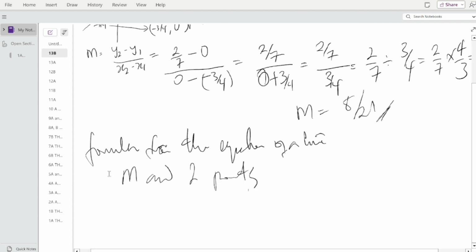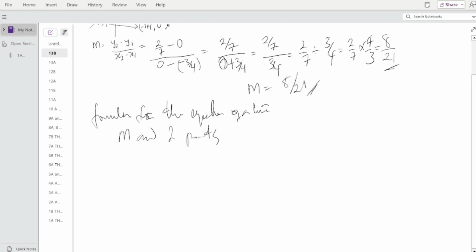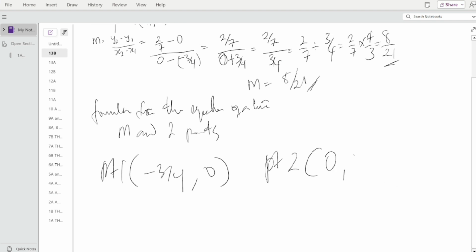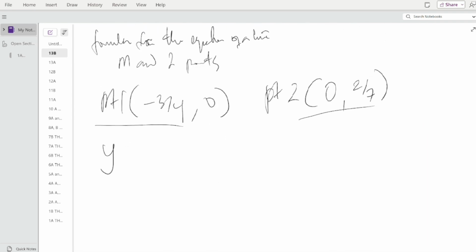But we need just the gradient and any of the 2 points to solve this question. Getting out our 2 points, for the first point we have -3/4, 0, and for the second point we have 0, 2/7. Using any of the points and the gradient, we can get our answer. So the formula says y minus y1, the y is unknown, and x, which is unknown, minus x1 equals m, our gradient.